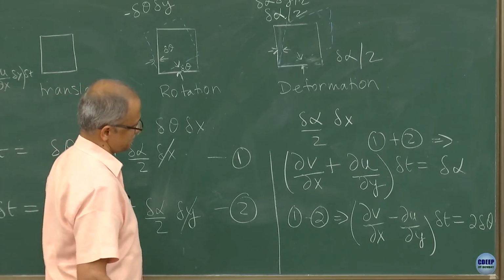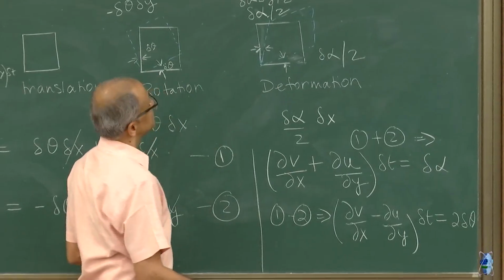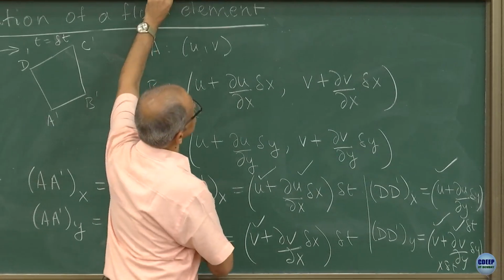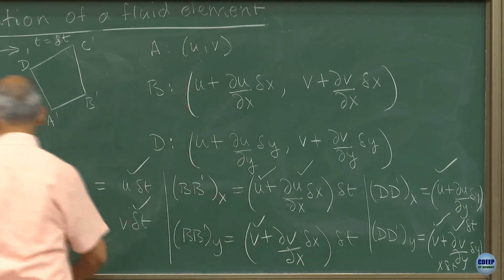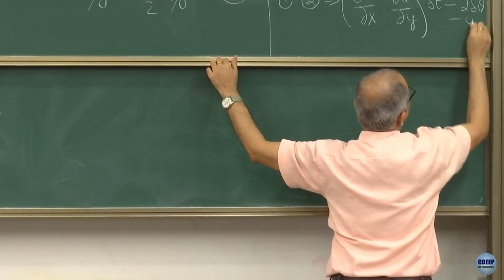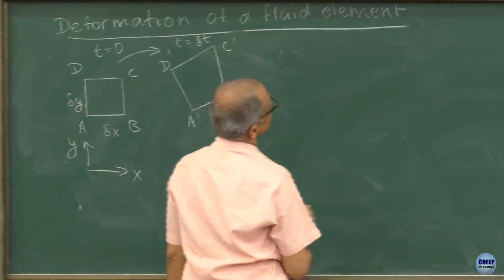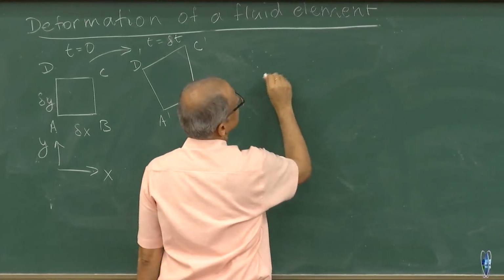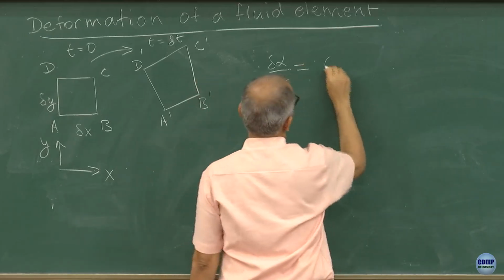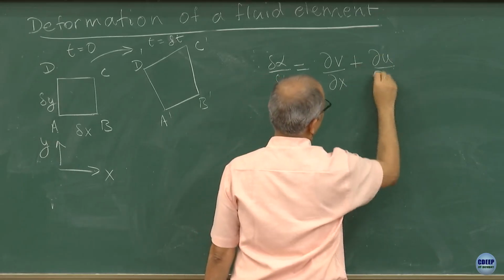So what have we shown here? We have essentially gotten our two angles, delta alpha and delta theta. We can divide them by time. If I call these equations 3 and 4, then I get delta alpha upon delta t is equal to dou v dou x plus dou u dou y.